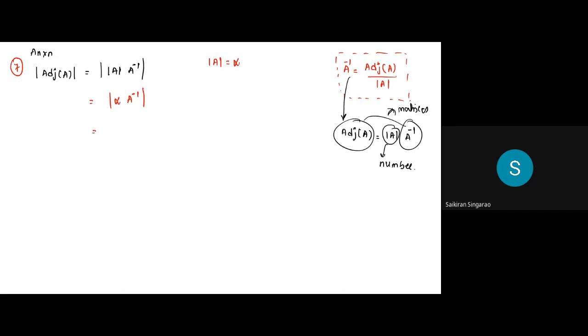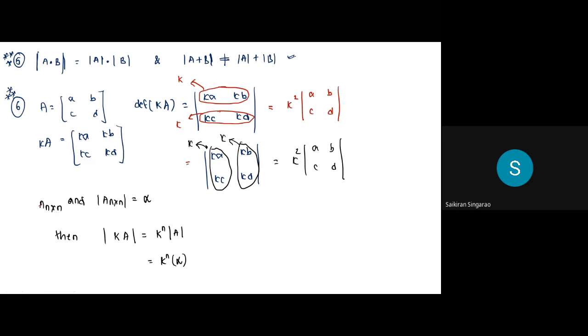Now, if I want to get this alpha outside, what will come? Alpha to the power n. Why this property? If A is a matrix and its determinant is alpha, and if you have Ka and you want to get K outside, whatever is the order of A, that power will come here. Here it was 2 cross 2, so K square came. If it's n cross n, K power n comes.